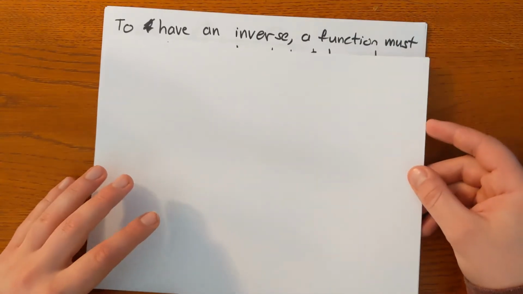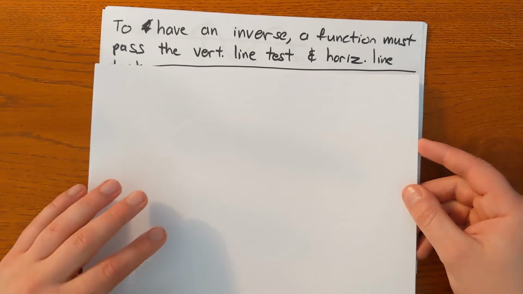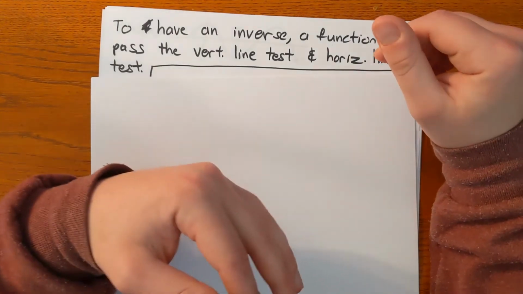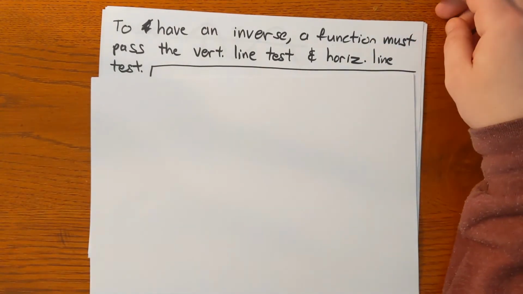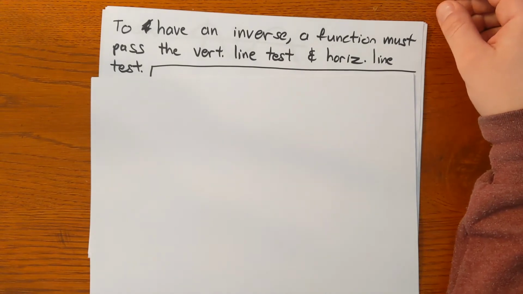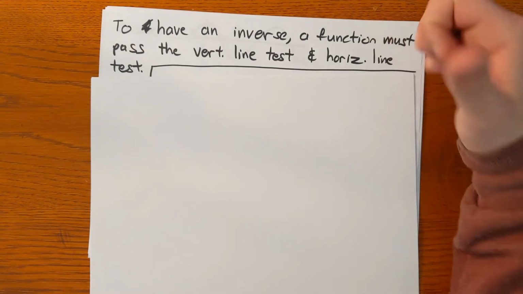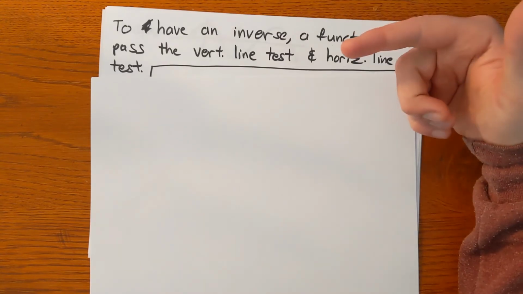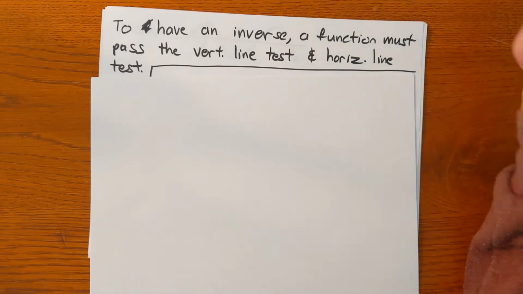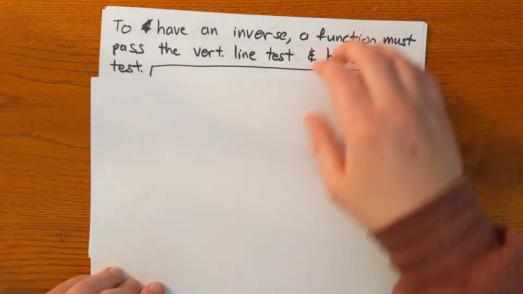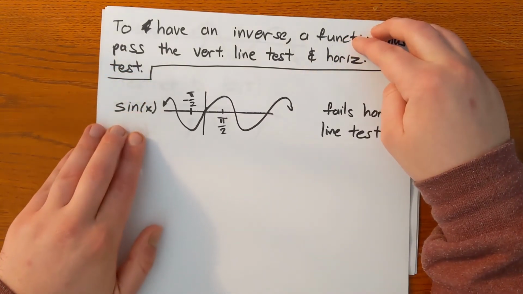The idea for inverses, at least how to determine if we have one, is they have to pass the vertical line test and the horizontal line test. So it's not good enough to just be a function, you have to be a special type of function. So let's look at sine.